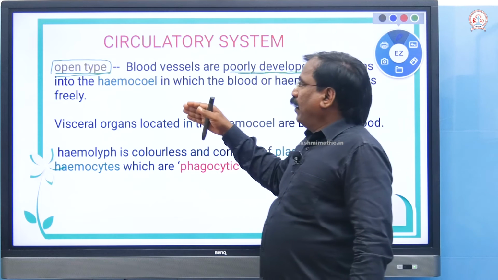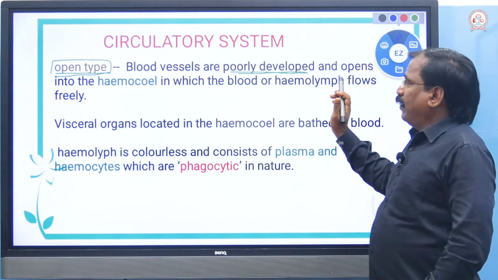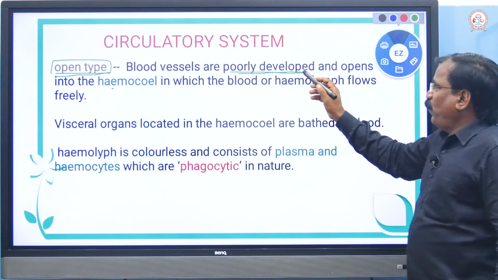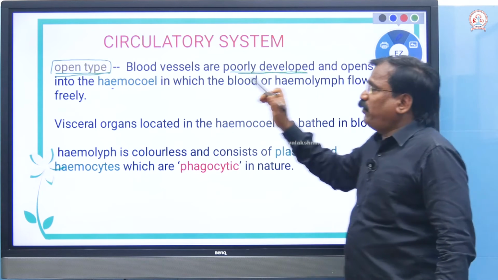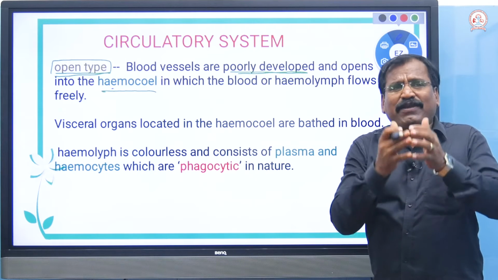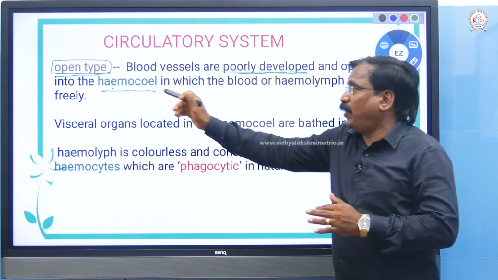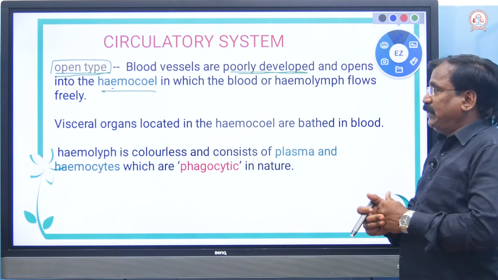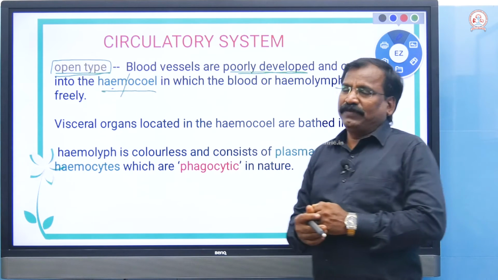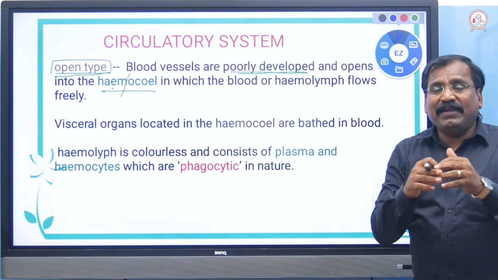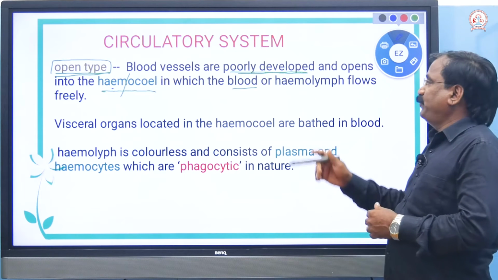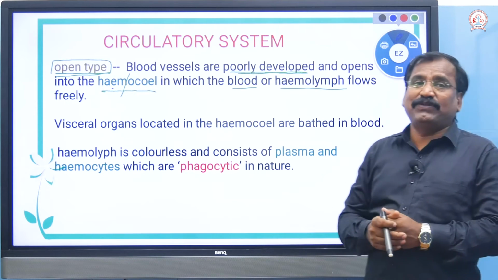So listen. The blood vessels are poorly developed and open into the hemocoel. Hemocoel is the fluid filled body cavity. Hem means blood, so blood filled coelom is hemocoel. The blood of the cockroach is called hemolymph, or we can say it is hemolymph.